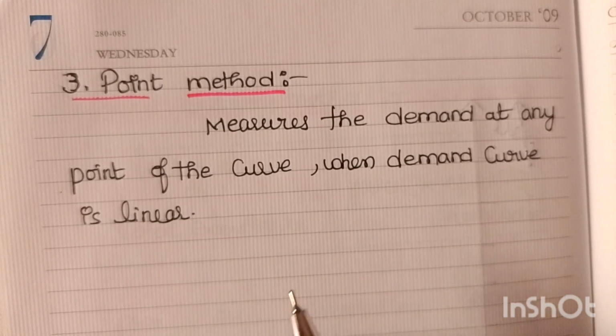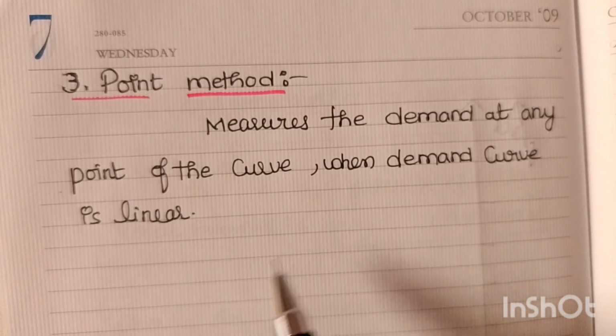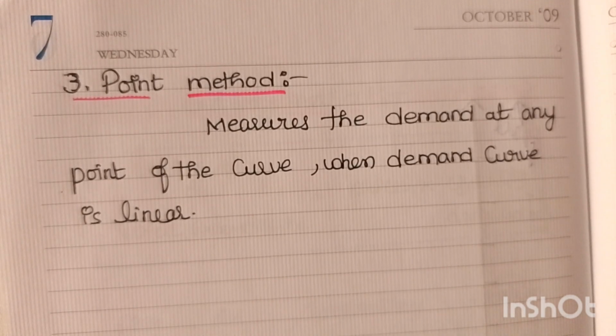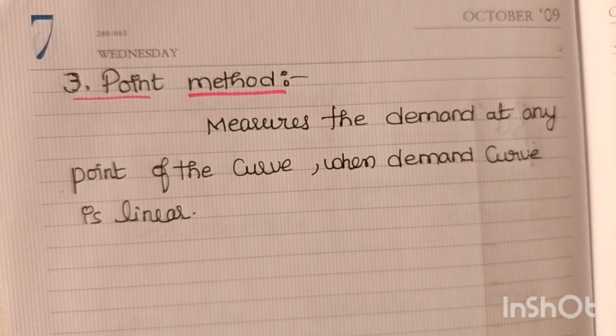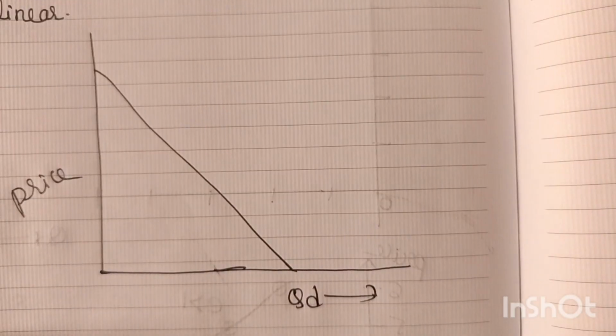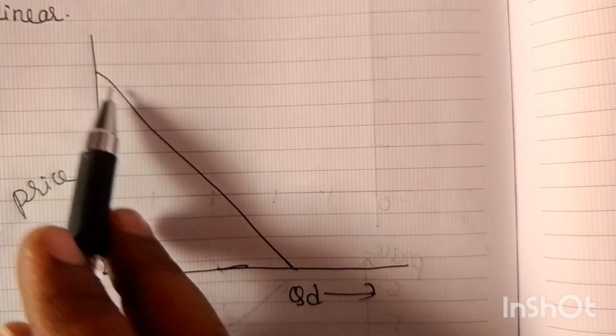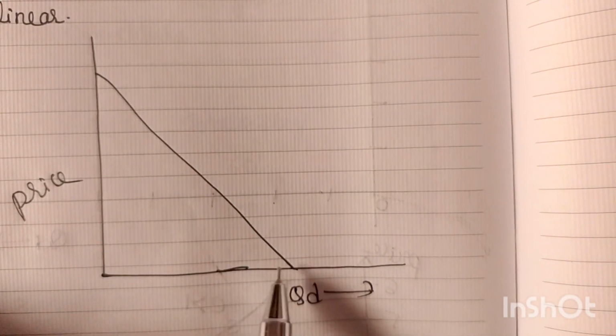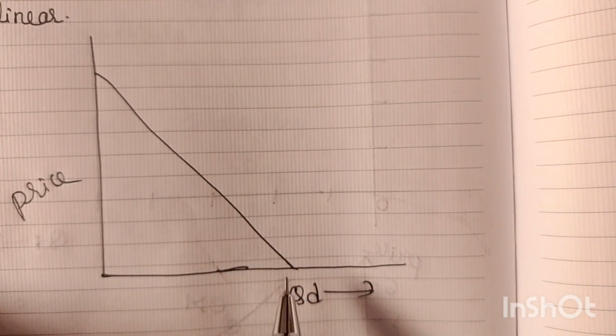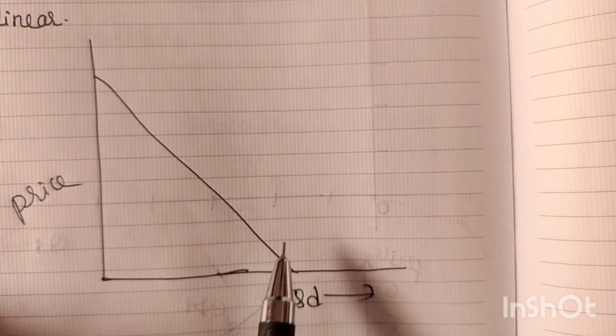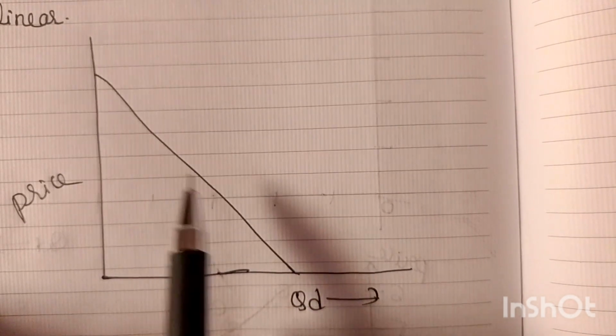So in the demand curve, the price elasticity is different at different points on the demand curve. Suppose at any point on this demand curve, so what is a point? Point means it does not have any space or any dimension.